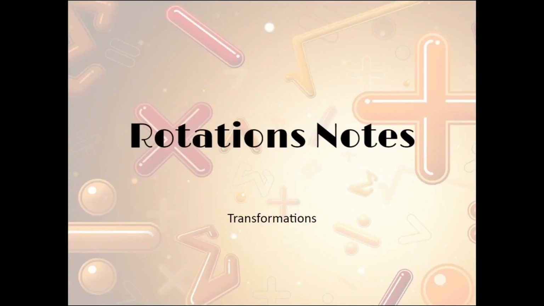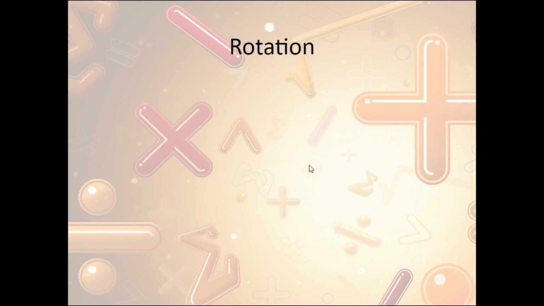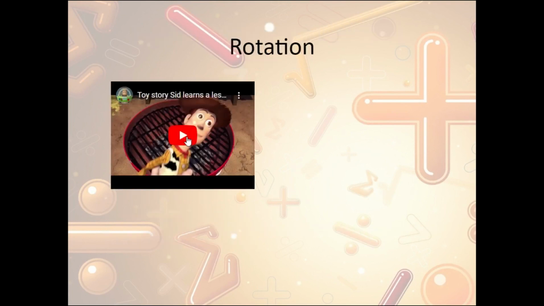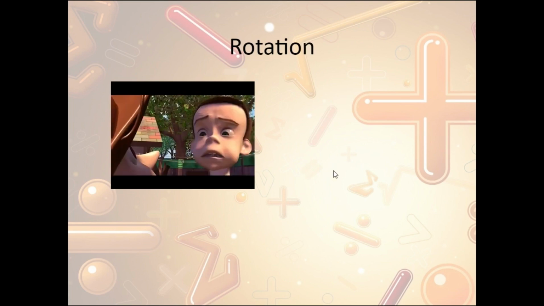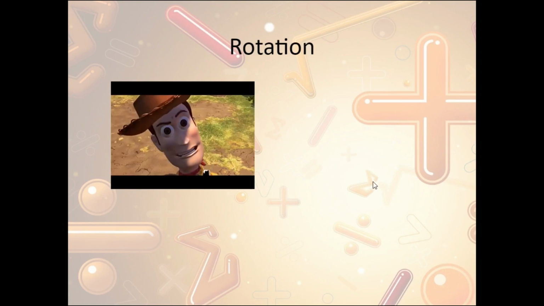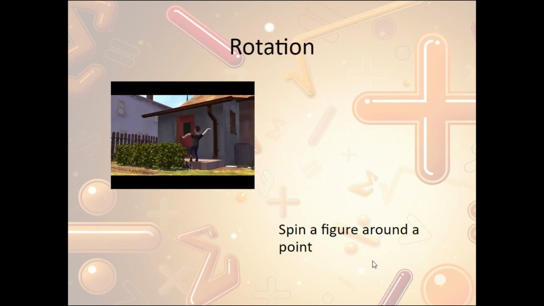Let's take a look now at the rotations notes. The notes begin with the learning goals and success criteria. Now, what is a rotation? A rotation looks like this. So we have Woody's head here, and it spins around. So rotations are spin movements. So it's a spin of a figure around a point.